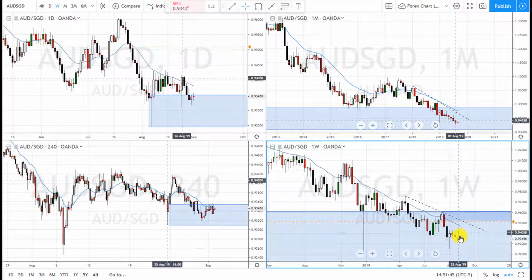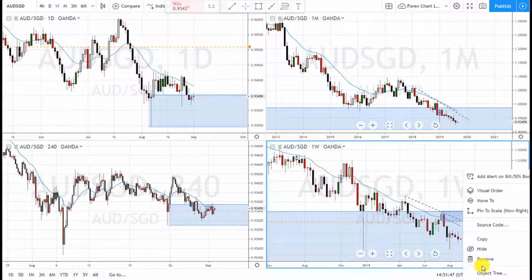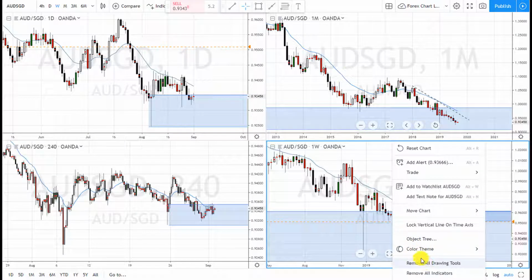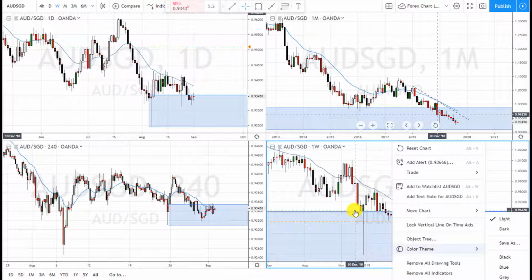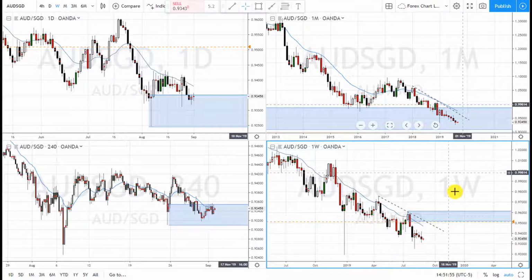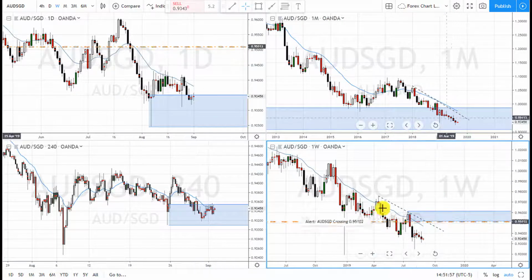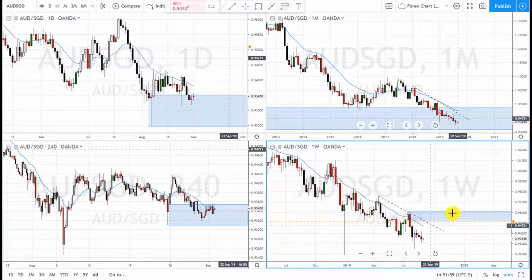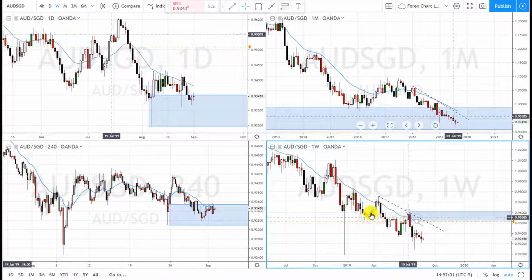Okay, so I'm just going to delete it because it makes my chart look kind of ugly. But yeah, we know that we're not shorting. Try not to short anymore.